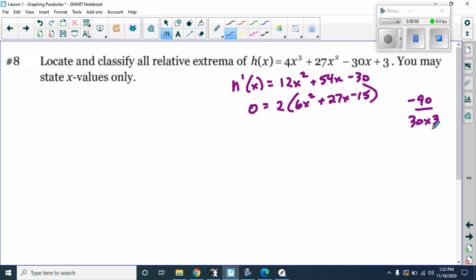30 times 3 gives me 90, and 30 minus 3 gives me positive 27. Positive times negative does give me negative 90. So we should be able to factor here. We've got 6x squared plus 30x minus 3x minus 15. I'm going to take a 6x out of both of those and a minus 3 out of both of those.